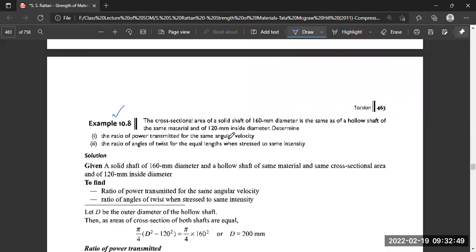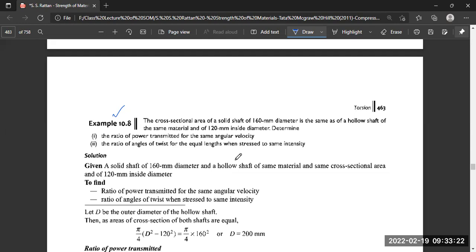So first of all, what is the power transmitted by both of them when they are running with the same angular velocity? So we are supposed to find the ratio of the power transmitted. Next, what is the ratio of the angular twist of these two shafts when they are of equal length and when they are stressed with the same intensity, meaning when the torque is the same.